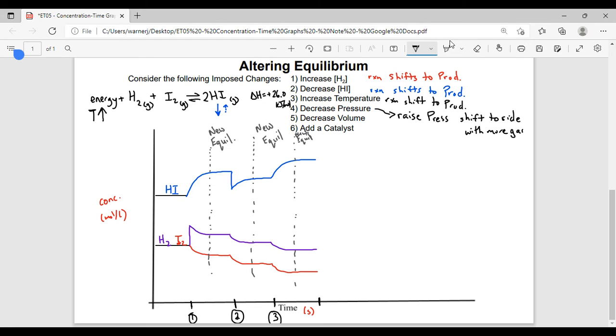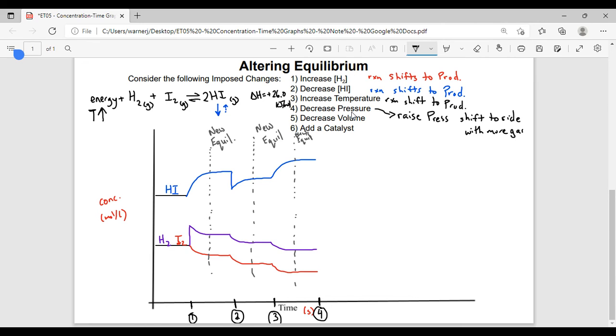So if we look at our fourth change, we decrease the pressure, the system response is to try and raise it, so it wants to shift to the side with more gas. If we look at our reaction, we've got H2 gas and a molecule of I2 gas, so we've got 2 moles of gas on the reactant side and 2 moles of gas on the product side. So this is a scenario where this reaction can't do anything in response to that.